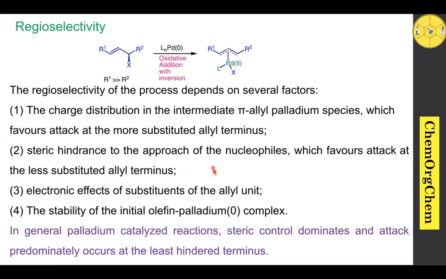The third important factor is the electronic effects of the substituents of the allyl unit. The fourth important factor is the stability of the initial olefin palladium 0 complex. However, in general palladium catalyzed reactions, steric control dominates and attack preferably occurs at the least hindered terminus.